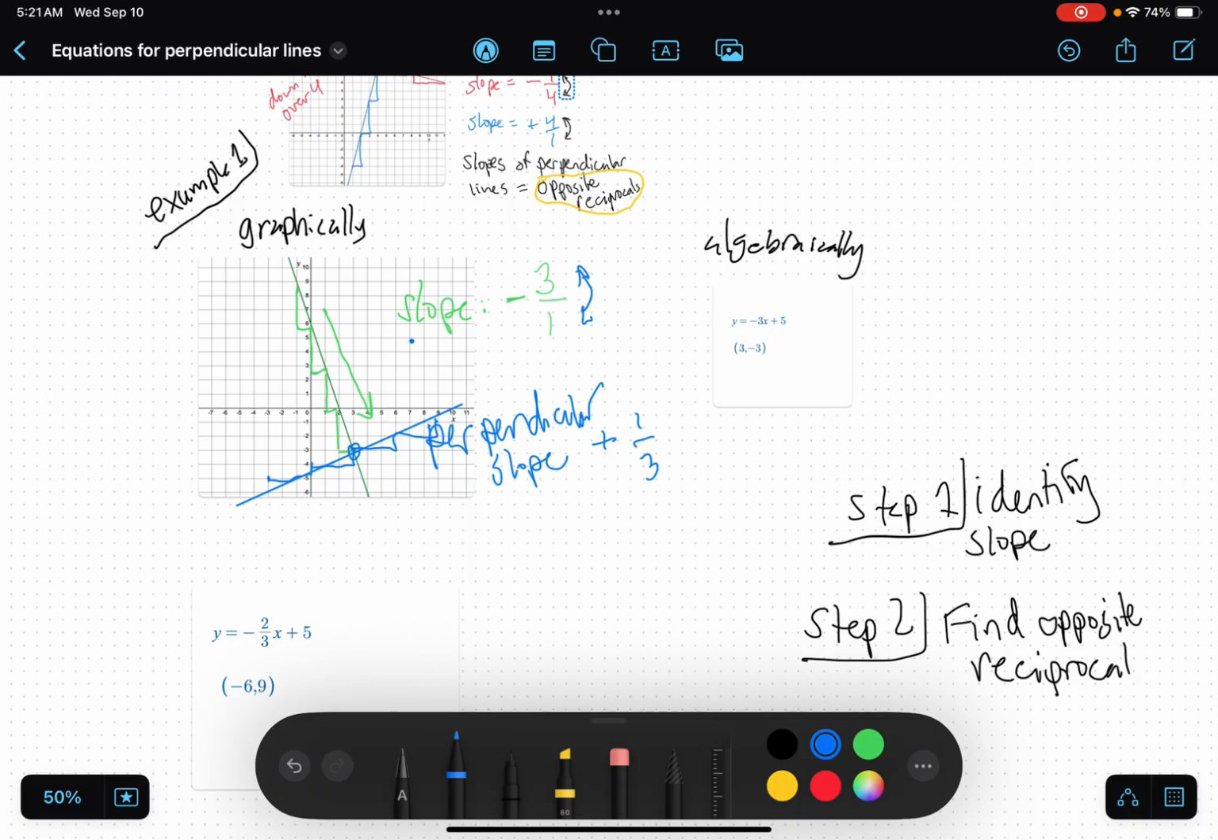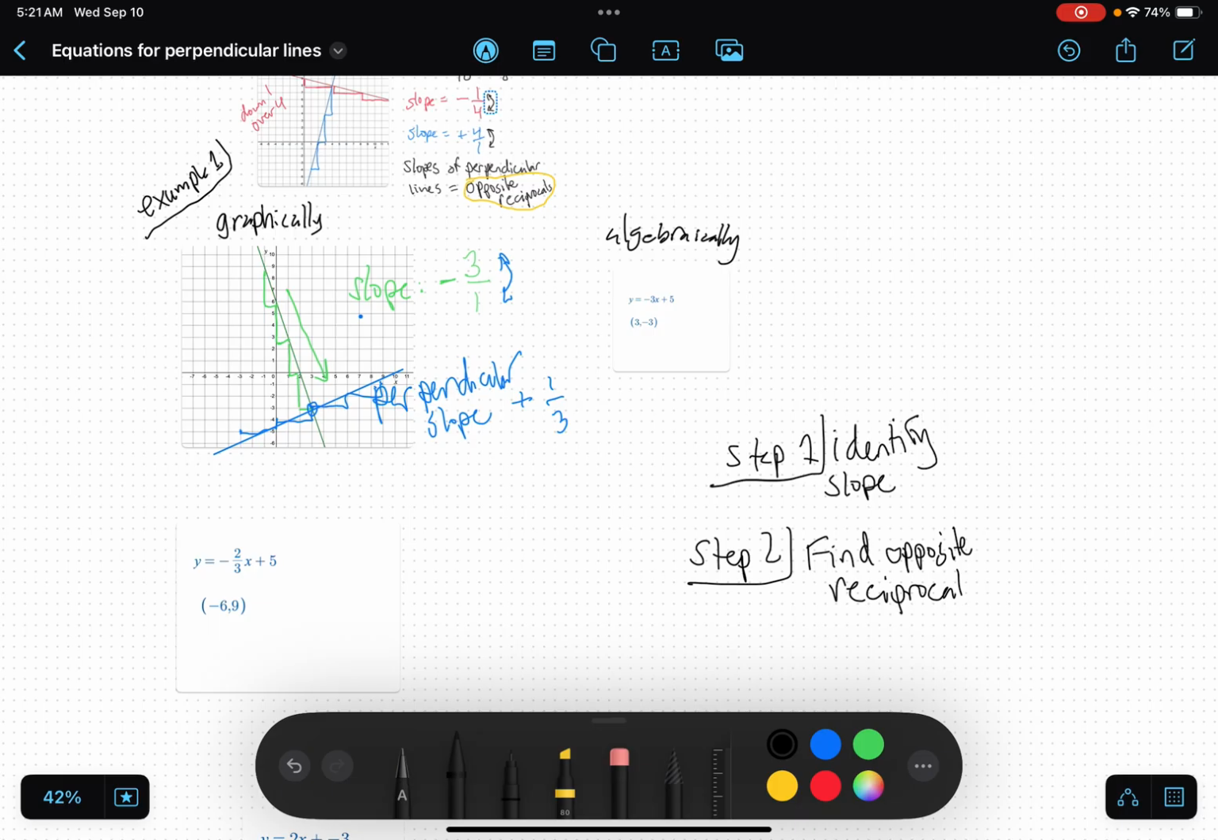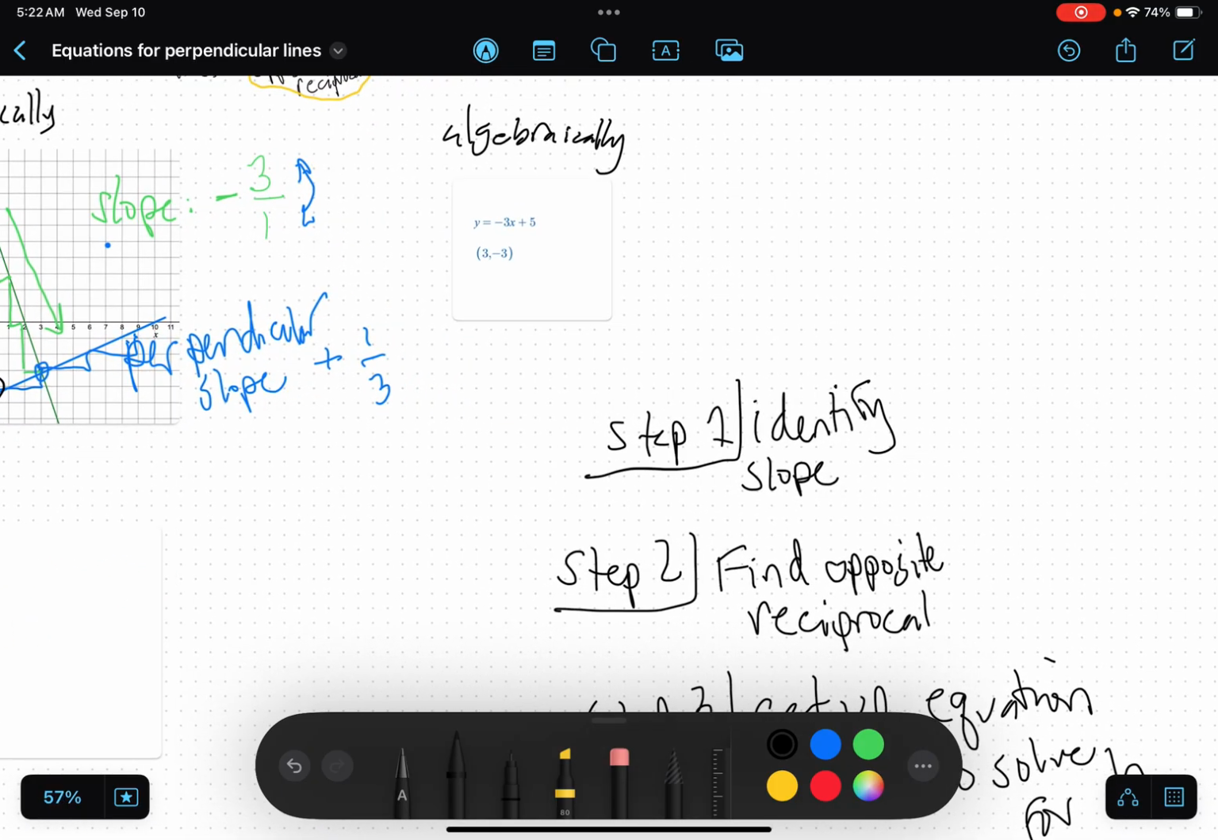Okay, so step 1, find the slope. Step 2, find the opposite reciprocal. Step 3, when we're solving this out algebraically, is going to be to set up the equation to solve for b. When I have my graph, I can just look at the graph and see that my y-intercept is going to be negative 4. But let's look at how we would do that algebraically.